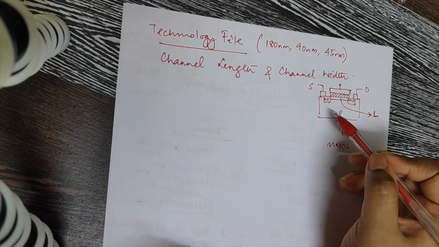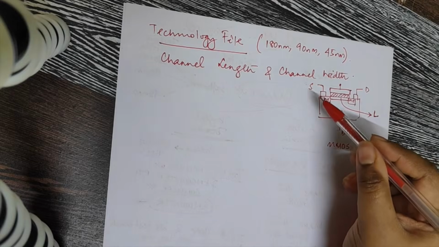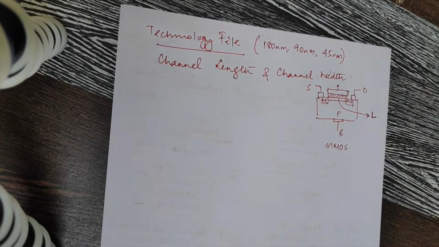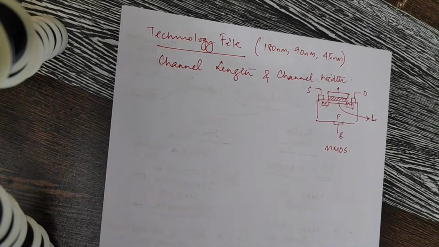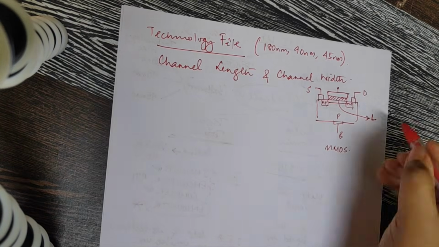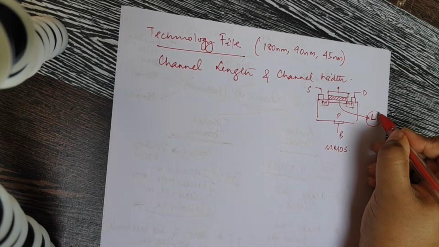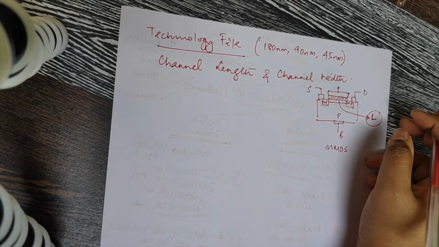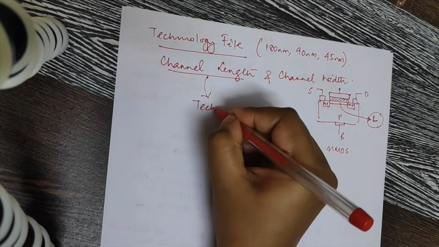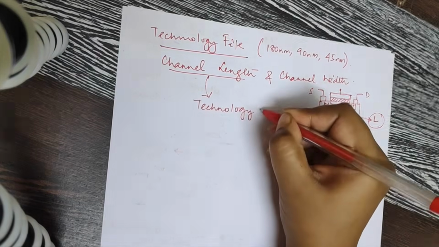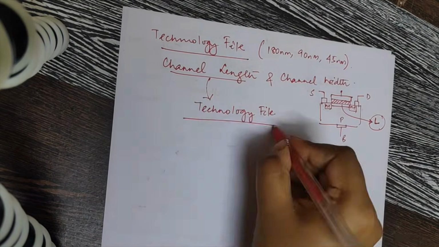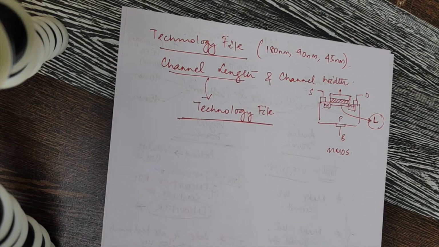The distance between my home and the college matters, but if I stay really close to the college, it will take me less time, right? So the lesser the channel length, the better, or faster, the response. So this channel length is nothing but the technology file. All these things were covered in 6M.